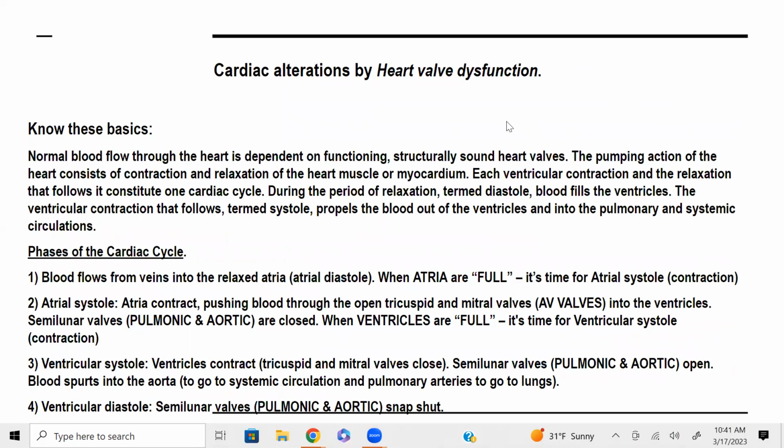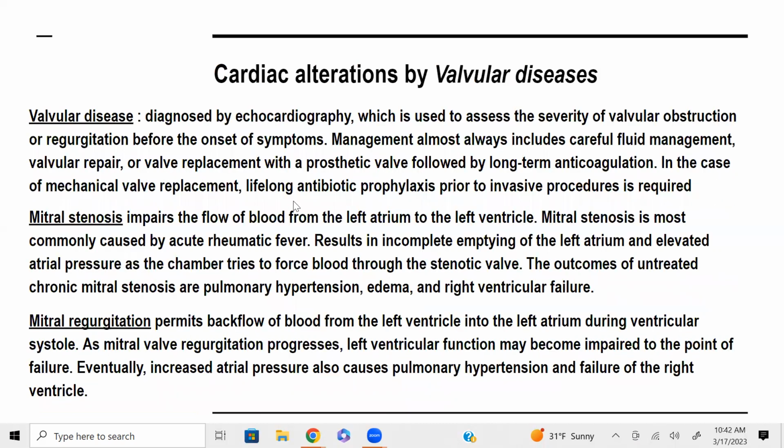Cardiac alteration by heart valve dysfunction. When we do a 2D echocardiogram, you'll see the heart valvular disorders, right? So know these basics. And here are the 4 phases of the cardiac cycle. This is the basic information, but I'm adding it here so you will understand how it alters with cardiac valvular disorders. So mitral stenosis, mitral regurgitation, you will see that on board questions and also Patho and Pharm questions. So study the slide for valvular disorders.